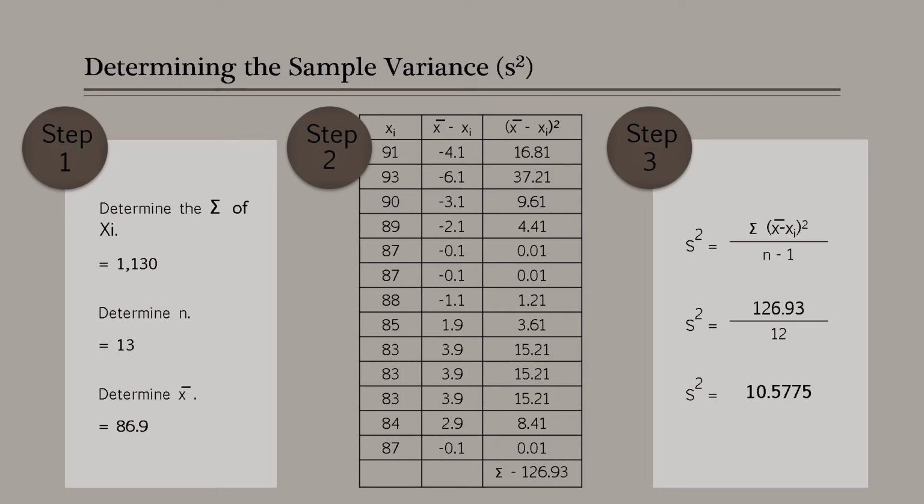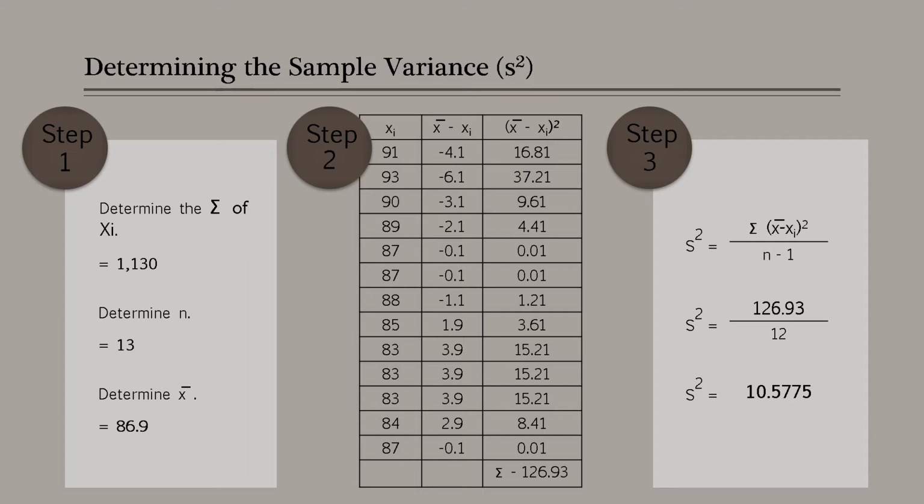A sample computation to determine the sample variance is as follows. The table in the middle gives the data points. So the first step is to determine the summation of the data points. We have 91, 93, 90, up to the last data point of 87, the sum of which is 1,130. Next is to determine the sample size. In this case, we have 13 samples. All we need next is to determine the mean. So it is 1,130 divided by 13 to come up with the mean of 86.9.